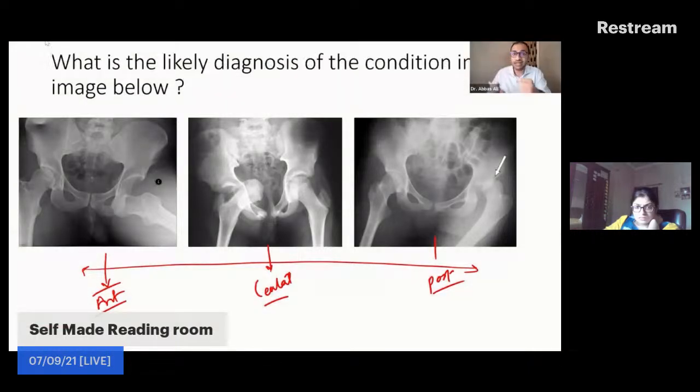The head of the femur will be palpable in the femoral triangle in anterior dislocation, in the gluteal region in posterior dislocation, and on rectal examination in central dislocation.